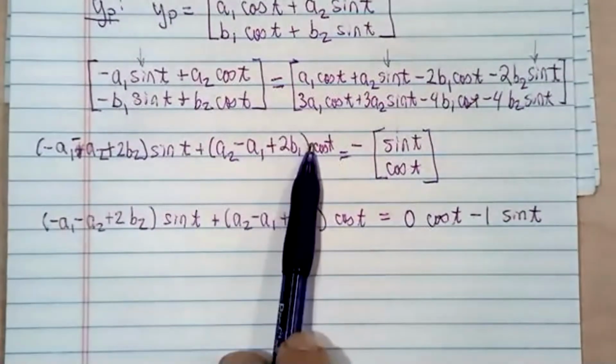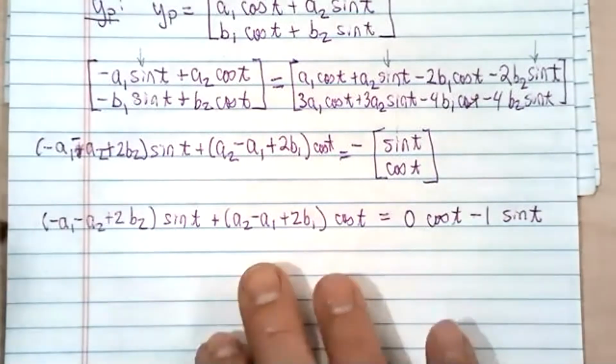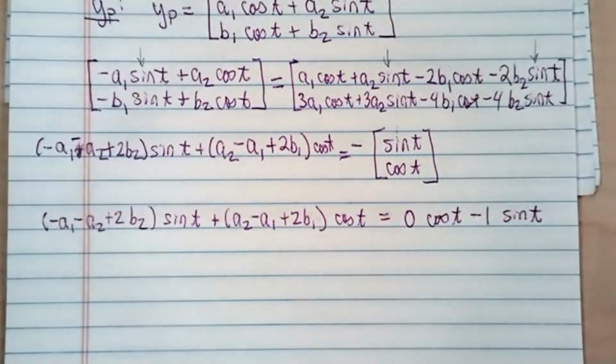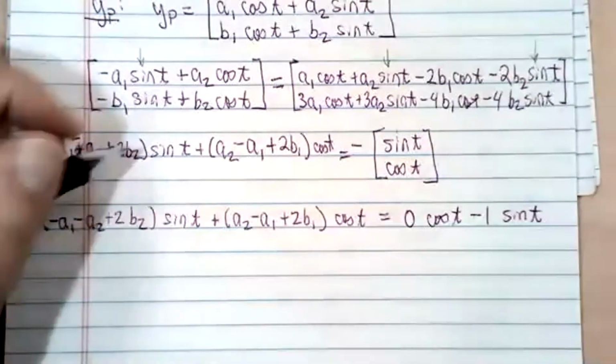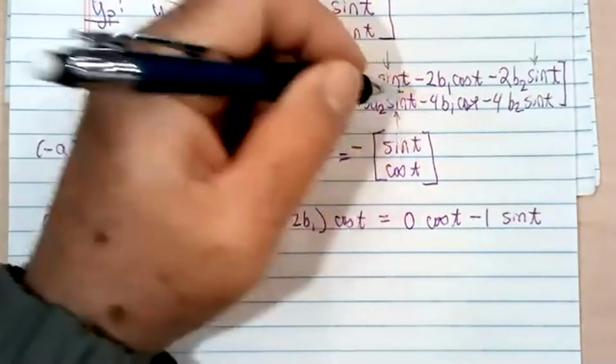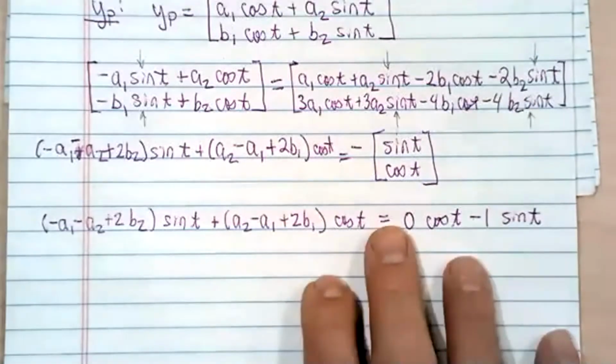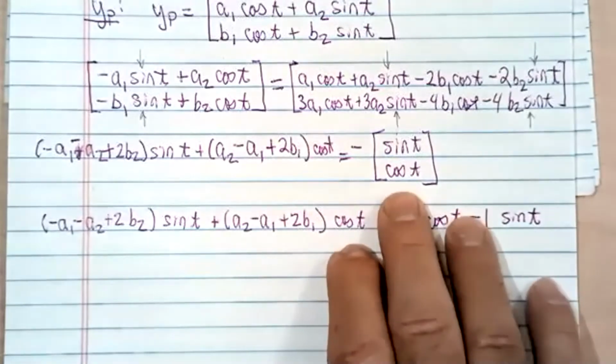So that equals the right-hand side. Okay, let's get the bottom one. All right, sine terms. I've got a sine here, and here, and here, and all that's got to add up to 0, because there's no sine in the bottom.